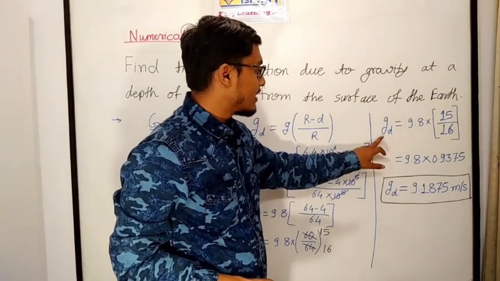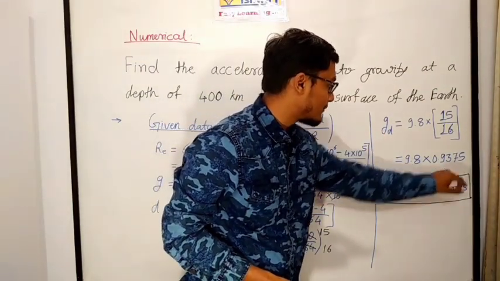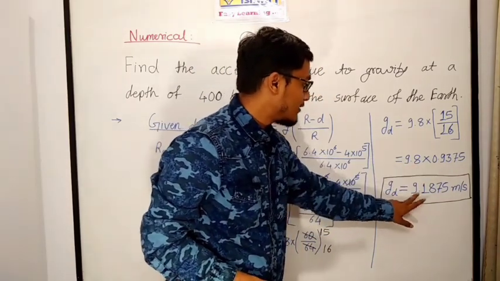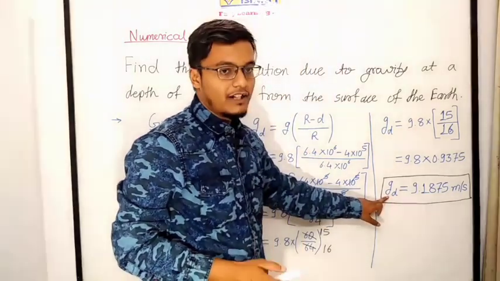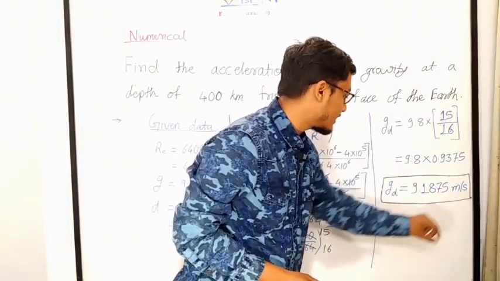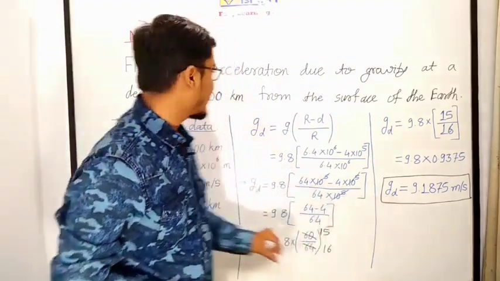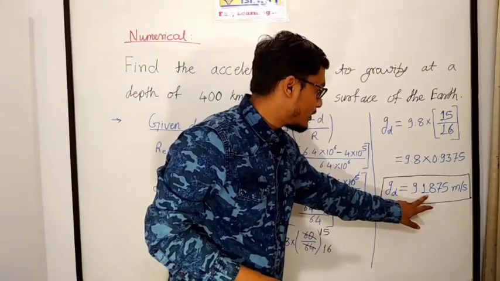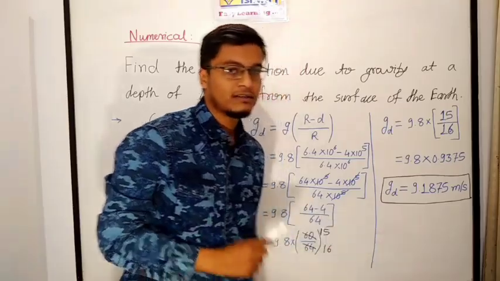So in the next step we get GD is equal to 9.8 into 0.9375. After multiplying these two numbers, we will get 9.1875, and the unit for acceleration due to gravity is meter per second. So our final value of the acceleration due to gravity at a depth of 400 kilometer comes as 9.1875 meter per second, and this is our answer for this numerical.